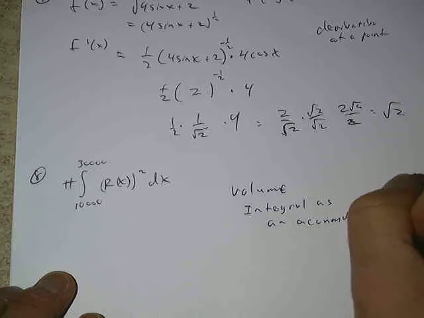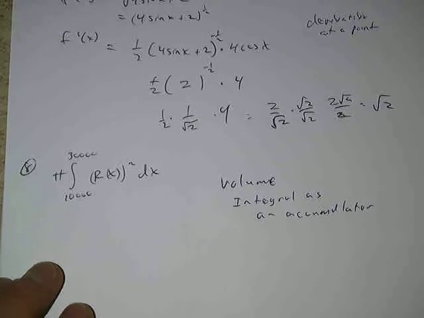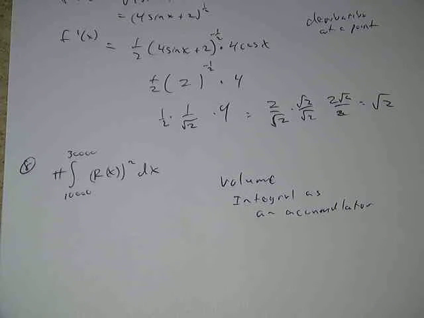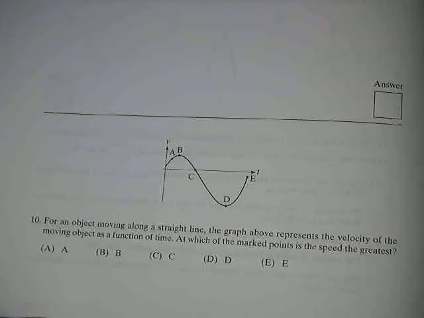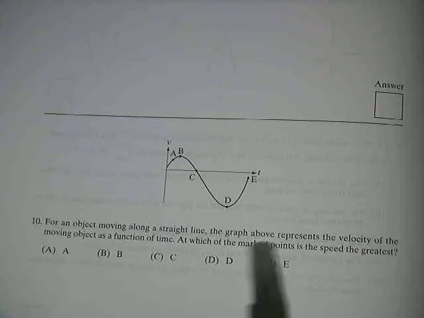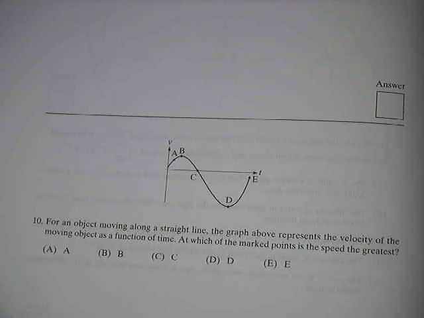What else? 8 through 14. One more, Taylor. On number 10, we have a velocity graph here, right? So this is the velocity. At which of the points is the speed the greatest?